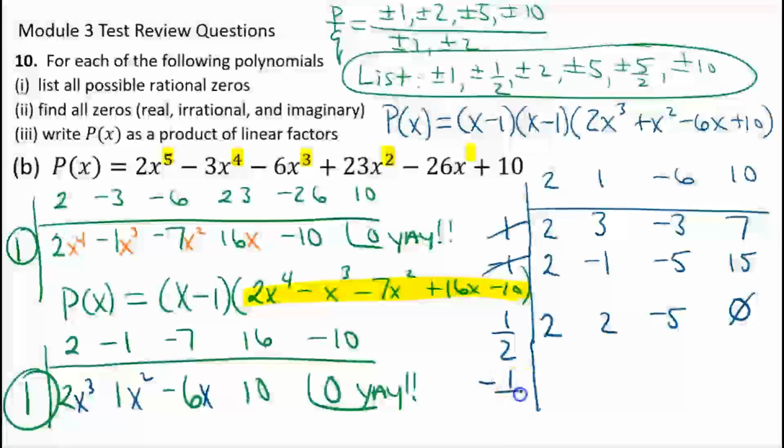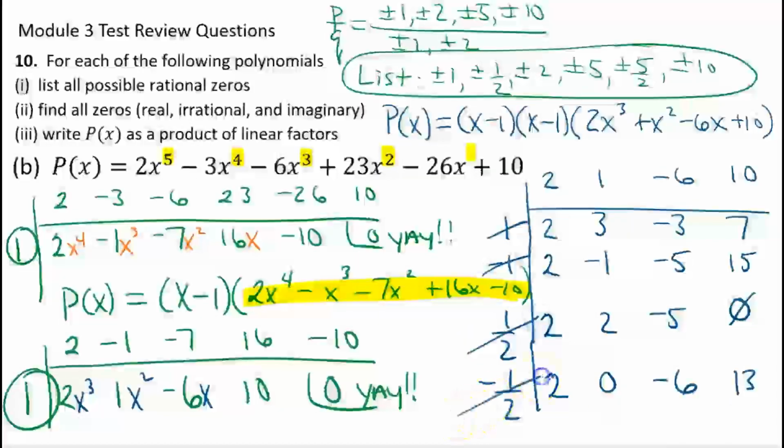So I'm going to check negative 1/2. 2 comes down. Negative 1/2 times 2 is negative 1 plus 1 is 0. Negative 1/2 times 0 is 0 plus negative 6 is negative 6. Negative 1/2 times negative 6 is 3 plus 10 is 13. So 1/2 is not a 0. Negative 1/2 is not a 0. I'm going to move on to 2. I'm running out of page, so I've got another page for this. Keep in mind, we've got the 1 zeros, and I'm going to recopy 2, 1, negative 6, 10.